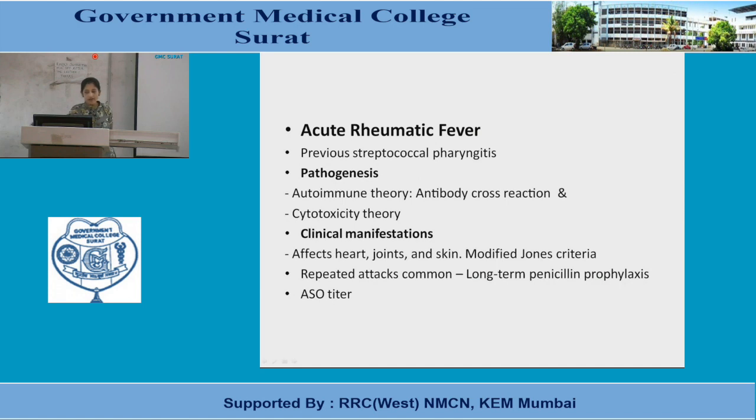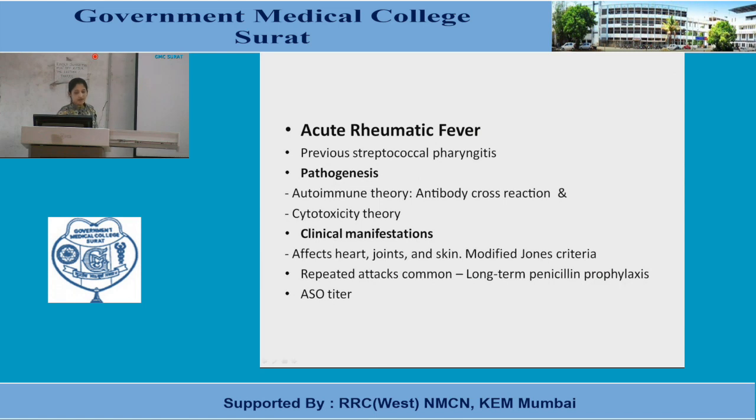The antibody cross-reacts. One theory is that, as we have seen in the earlier slide, there is some antigenic similarity between the streptococcal antigen and the myocardium. So the antibody produced against the streptococcal C carbohydrate cell wall, which is very similar to the cardiac valve of the mammalian heart, cross-reacts with the mammalian heart valves. This is one theory for ARF, and another theory is the cytotoxic theory.